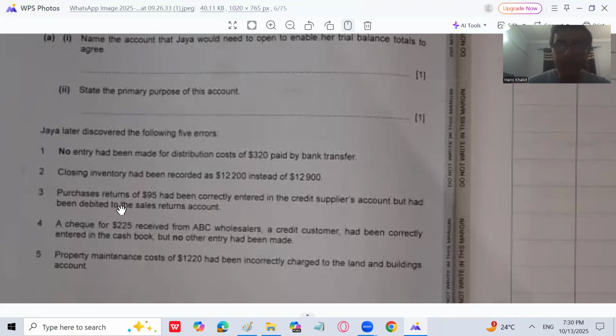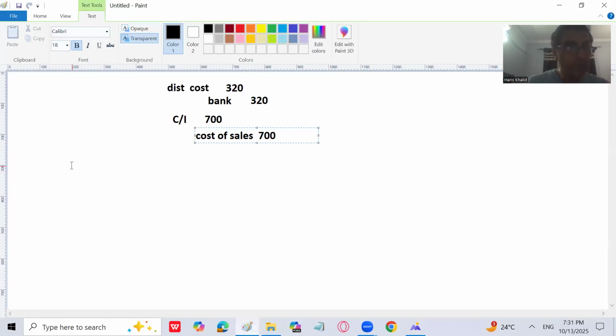Purchase return 95, purchase return is always credited, entered in the credit supplier's account, but had been debited to sales return account. So we should have credited purchase return, but instead of crediting purchase return, we have debited sales return. Now, sales return is going to be credit. Purchase return is going to be credit again.